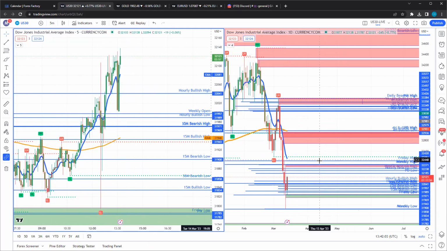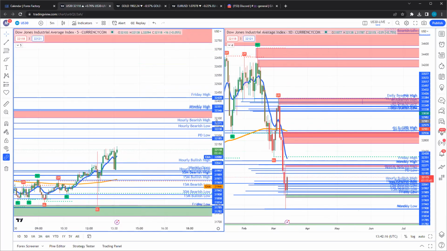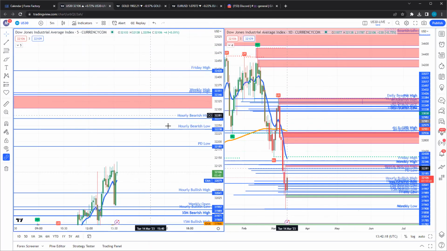So if you're looking for a reversal, the next sells for US 30, we do have a supply zone up here around the 32,300 area. If I bring this chart down, this is where we have that sell zone, right? And this is perfect. It aligns with an hourly bearish high and low. And then we have that zone.